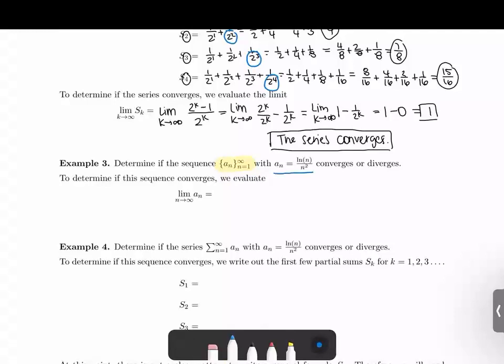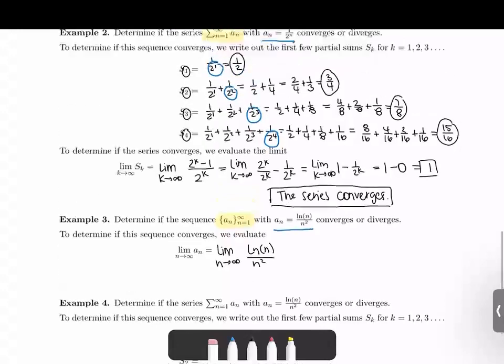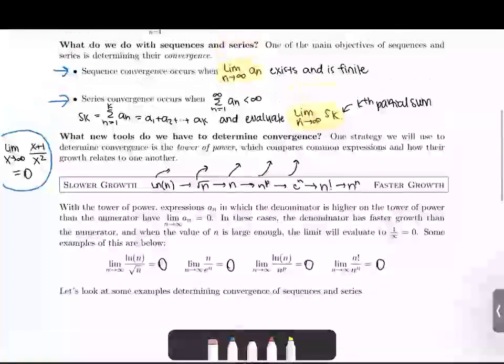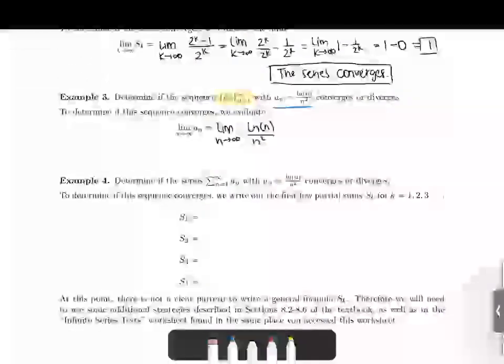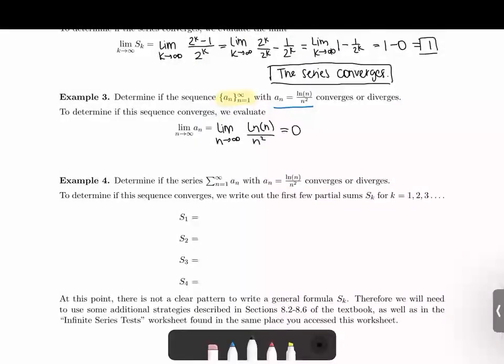Remember that to evaluate the convergence of a sequence, all we do is look at the limit as n goes to infinity of that general term, so the ln of n over n squared. To evaluate this limit, we are going to use our tower of power. Our numerator is ln of n, and our denominator is the square root of n. Because the square root of n is bigger than the natural log, we can immediately say that this is 0 by the tower of power.